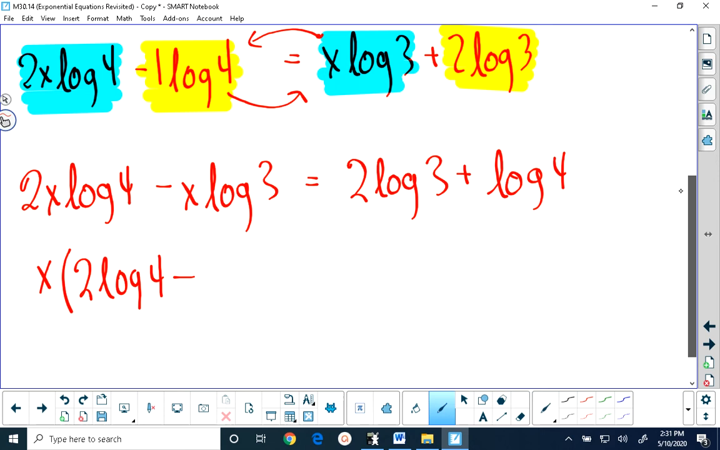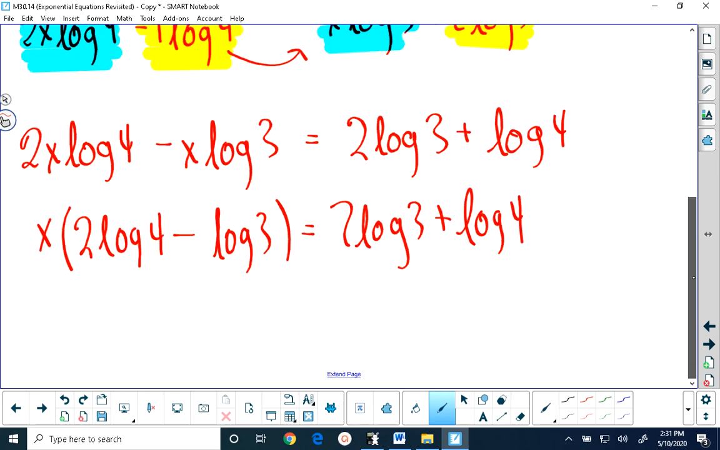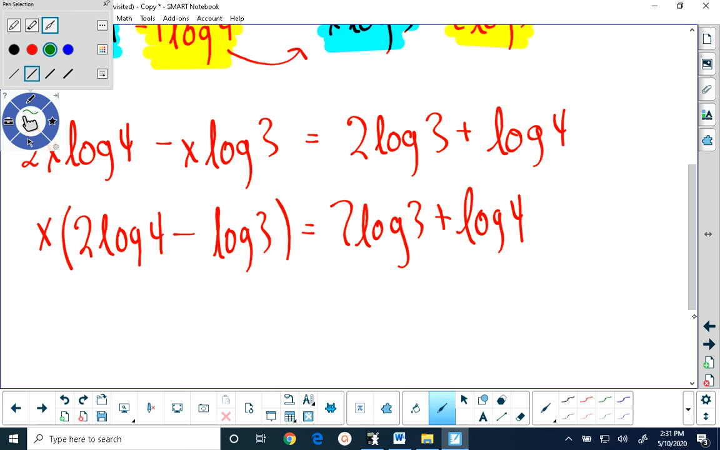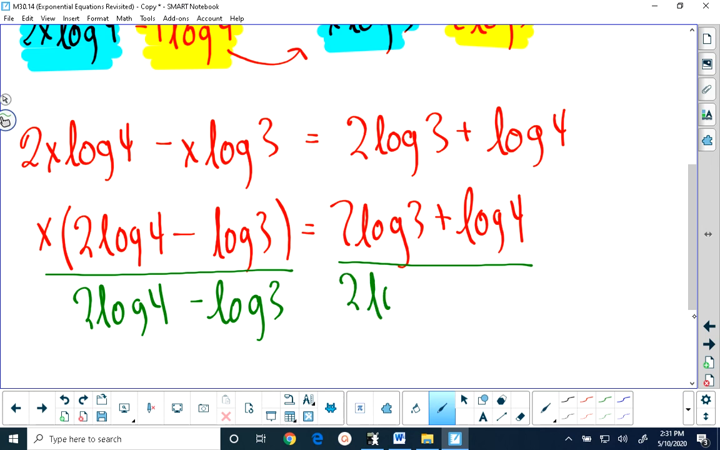And if I factor x out of x log 3, I'm left with log 3. This is equal to 2 log 3 plus log 4. And now we're just about done. The only thing you need to recognize now is that to get x by itself, I can divide both sides of the equation by 2 log 4 minus log 3. And that will cancel with that beast in brackets on the left-hand side. So I divide both sides by the same thing.